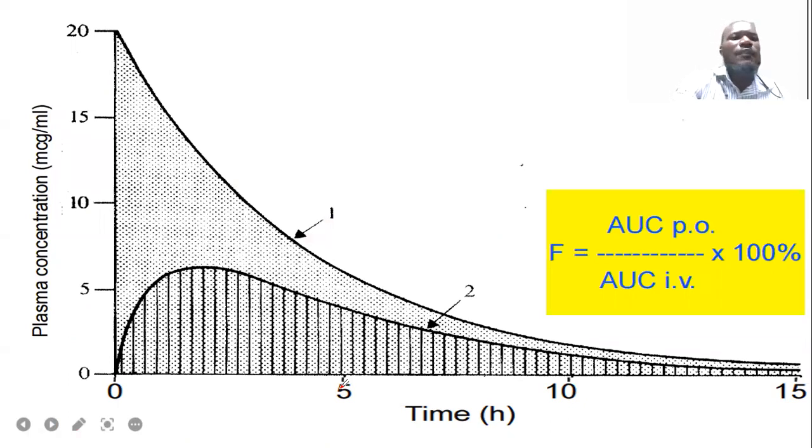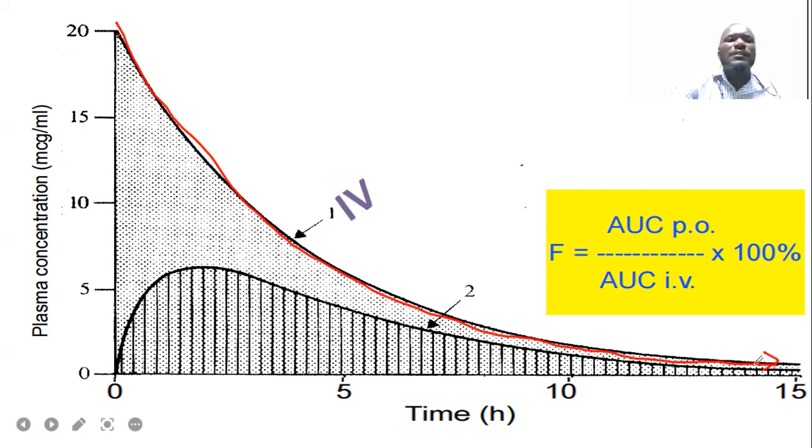For example, the first curve here is the plasma concentration time graph for the IV drug. It means the drug will be highly absorbed immediately after injection. Then the plasma concentration will decrease because the drug will be eliminated and undergo the process of distribution. So this indicates the IV graph.